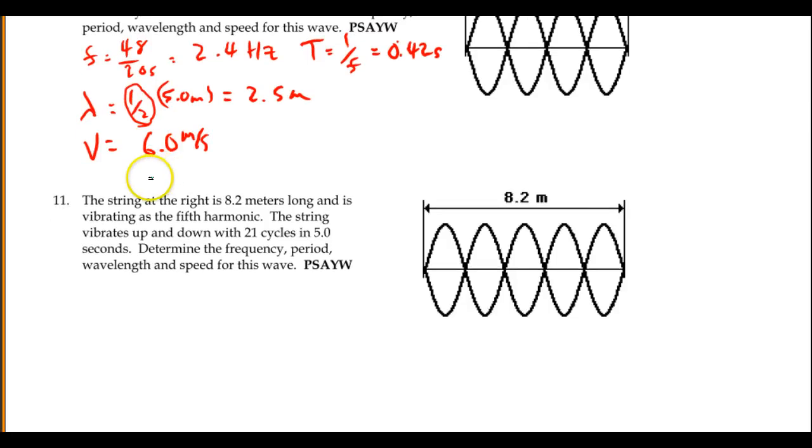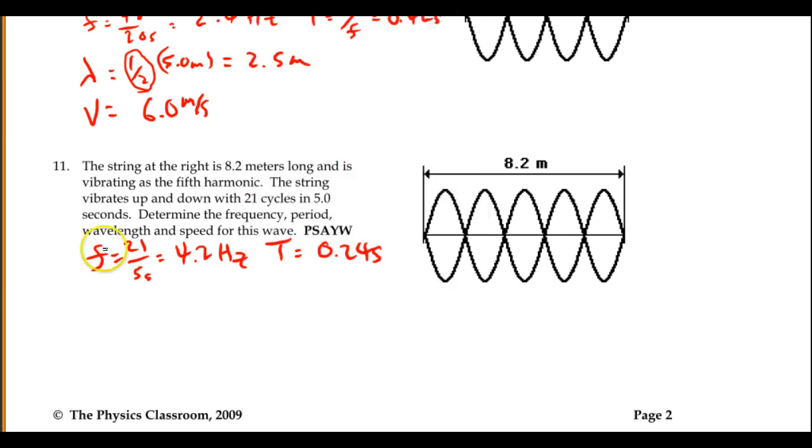Here we're on the fifth harmonic, so we have 5 antinodes. And again, 21 cycles in 5 seconds is going to give us a frequency of 4.2 hertz, 4.2 cycles every second. That gives us a time period of 1 over 4.2, which is 0.24 seconds. Okay, so for wavelength, we're going to be at 2/5, 5 cycles in the fifth harmonic, and we're going to need to multiply that by the length of 8.2 meters of the whole string, and that's going to give us a wavelength of 3.3 meters. And then finally, again, the speed is frequency times wavelength, so 4.2 times 3.3 will give us a speed of about 14 meters per second.